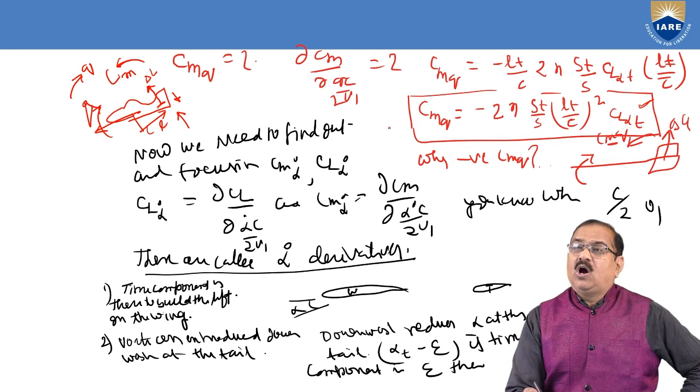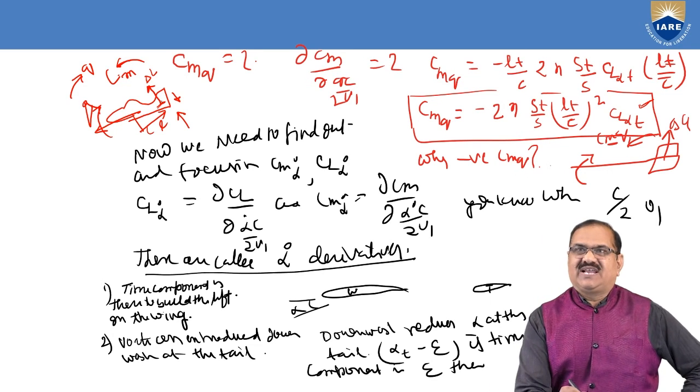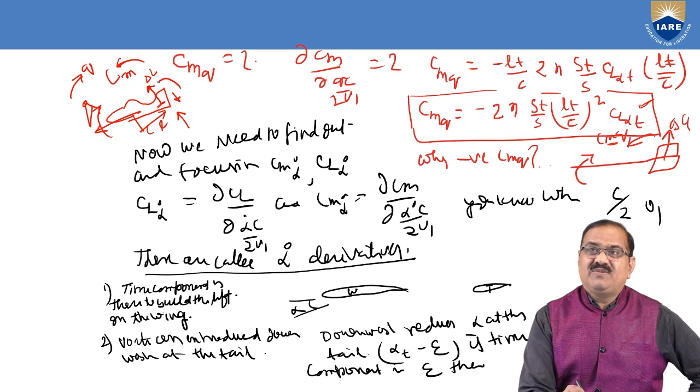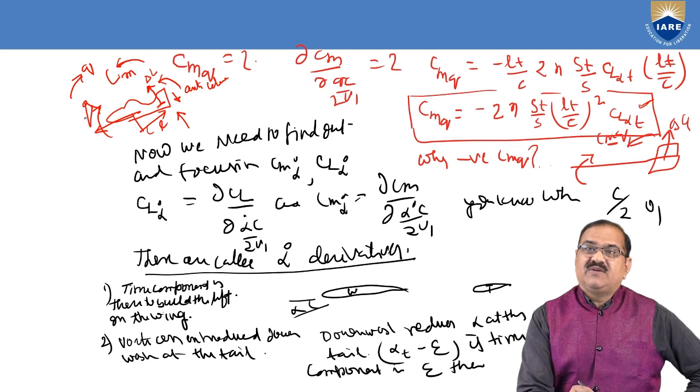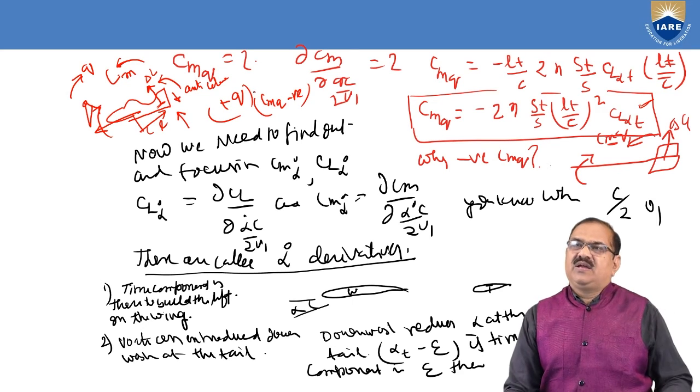So why this minus CMQ? I have shown here the CMQ will be minus in this anti-clockwise, because if the Q is positive, CMQ will be negative. That is the importance of this.